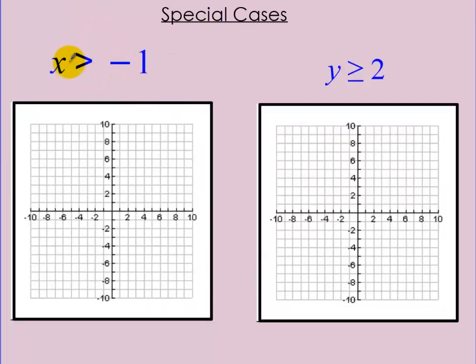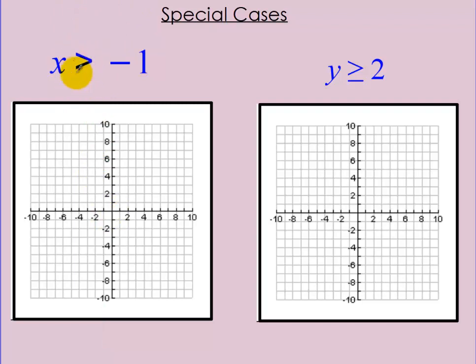Alright, we have two special cases here. The case where you have x is greater than or equal to a number, or y is greater than or equal to a number. These were lines that were not angled. They're straight up and down or left and right. In the case of x equals negative 1, that's going to be a vertical line at x equals negative 1.